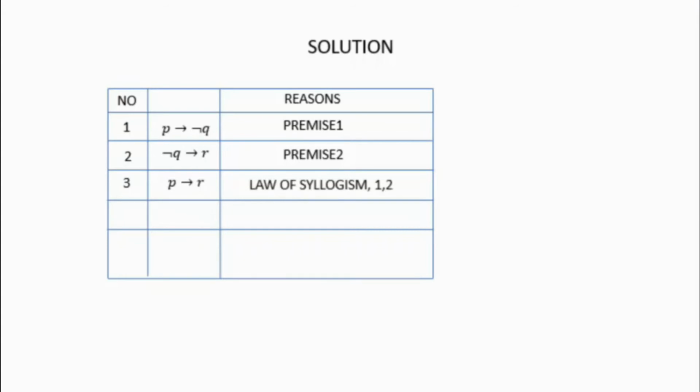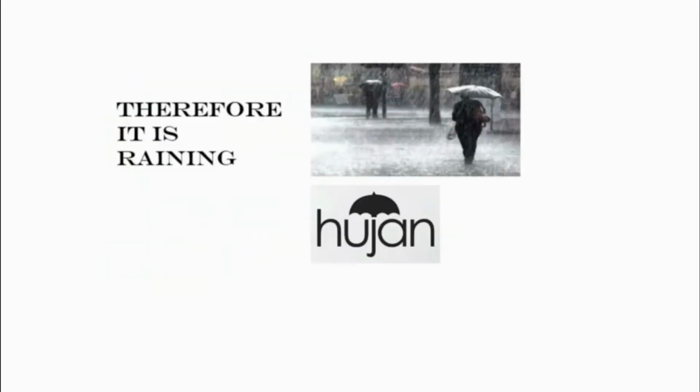Then we place premise 3 in row 4. Premise 3 is not R. We use the rules of inference to find the conclusion of the statements in row 3 and row 4. So we will get not P by using modus tollens. So this is the conclusion. It is raining.